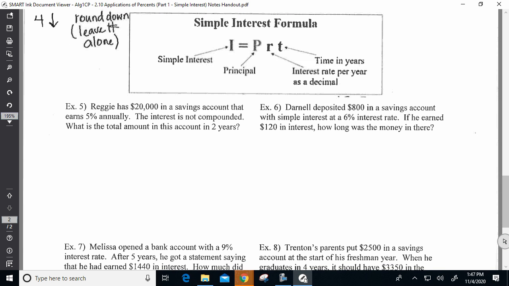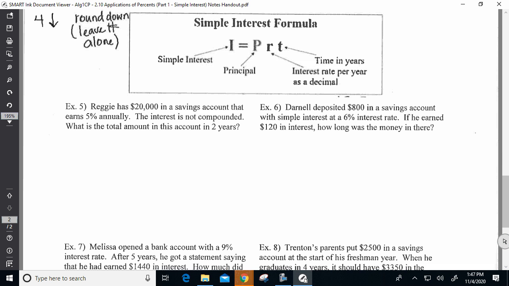And all of them will help with the IXL that's due tomorrow and the worksheet that is due on Monday. So let's start with example 5.